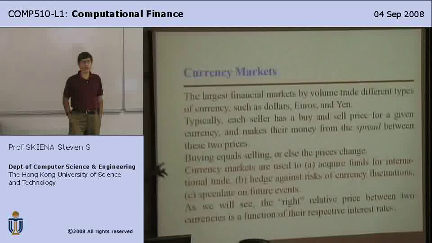Now, any questions about currency markets? We're talking a little bit much now. So why are currency markets good things? Why do they exist? One reason is the reason why I needed a currency market when I came to Hong Kong. I had dollars, I needed yen. So these markets enable me to acquire money for trade. That is one thing.